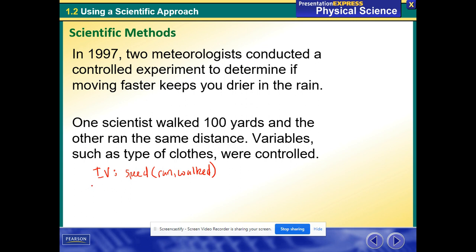If I were to ask you the dependent variable, this is the one where you're going to say, well, what changed based on the speed changing? Or in other words, what did we measure? And the one thing we measured is how dry you stay, or basically how wet you get.